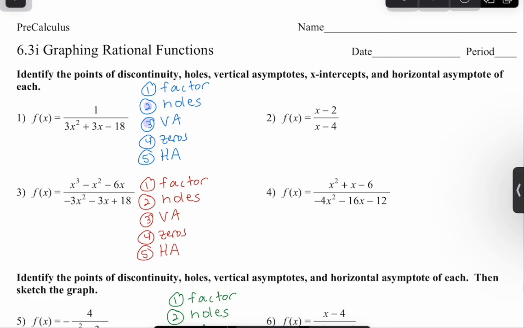For every single one of these problems, I'm going to do the 5 steps that we see there. So if you want to go ahead and write those down, it will answer all the questions that we have. It says identify the points of discontinuity, the holes, the vertical asymptotes, the x-intercepts, the horizontal asymptote of each. Steps 2 and 3 will give us the points of discontinuity. The points of discontinuity for a rational function are the holes and the vertical asymptotes. So steps 2 and 3 will answer that question for us.